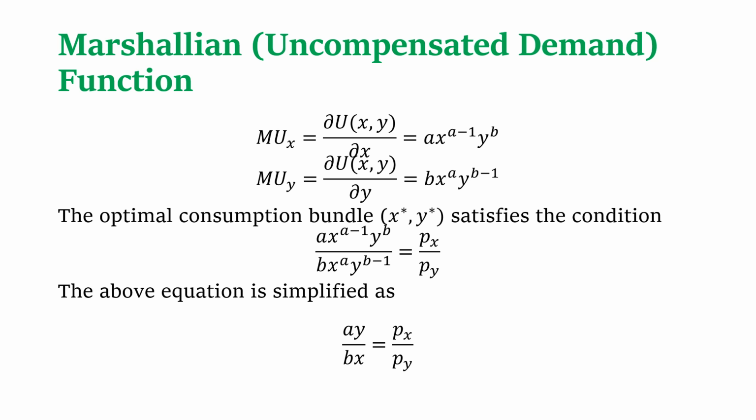Remember, I told you when you subtract 1 from a, you're going to have x to the minus 1. So x to the minus 1 is the same as 1 over x. So that's how we got this one, 1 over x. 1 over x times a over b multiplied by y is the same as a y over bx. And that is equal to px over py, right?